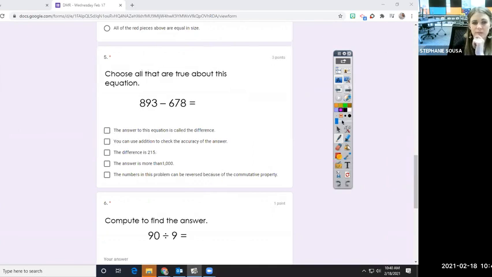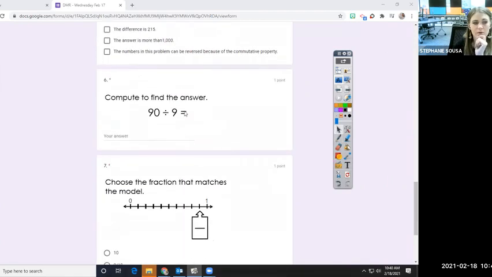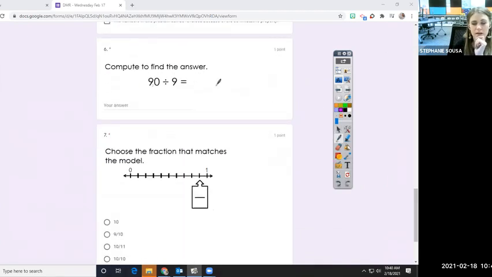All right, next up. Compute to find the answer. 90 divided by 9. I know that 90 is a 10, and I can count by 10 9 times, so my missing number is 10. 90 divided by 9 is 10. You should have typed 10. 10, 20, 30, 40, 50, 60, 70, 80, 90. That's 9 of them, and I got to 90. Okay? Questions on that one?